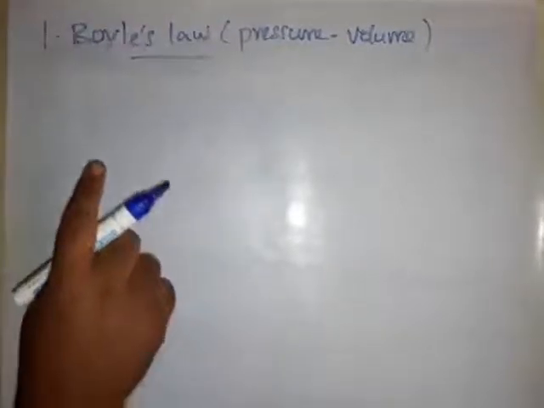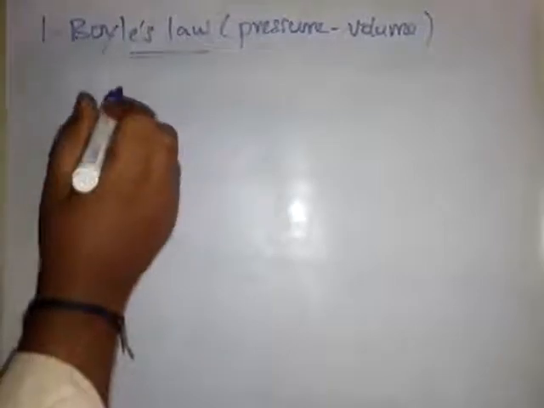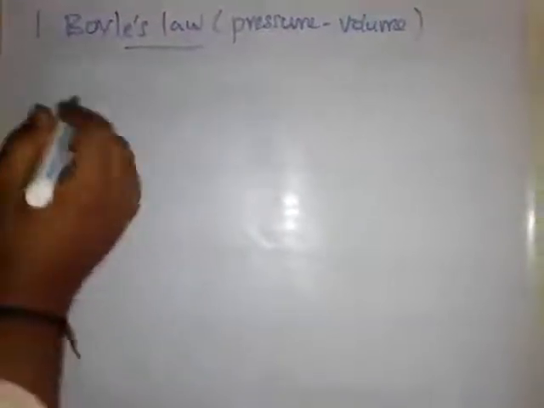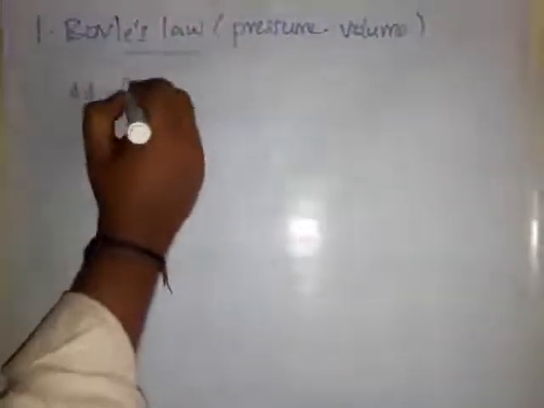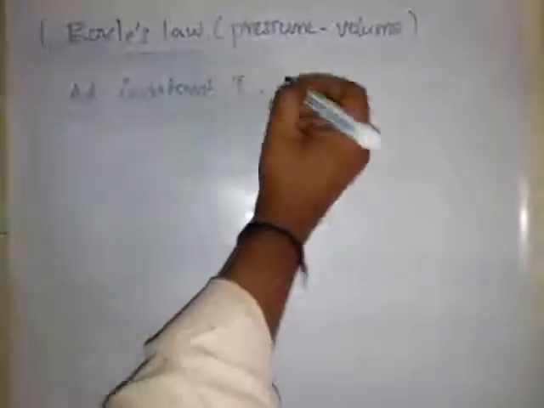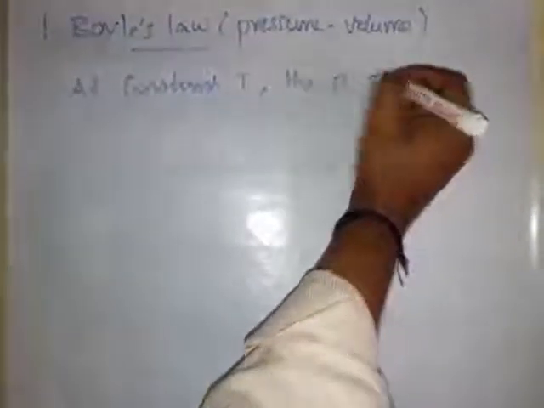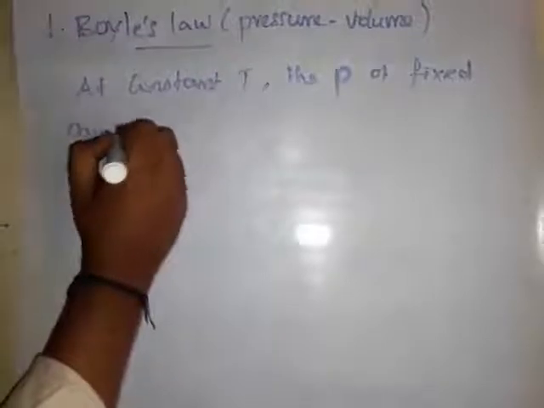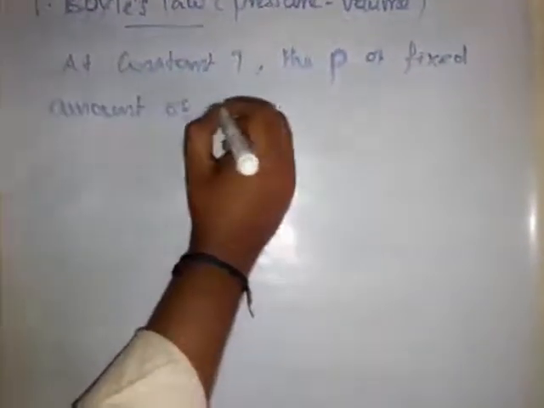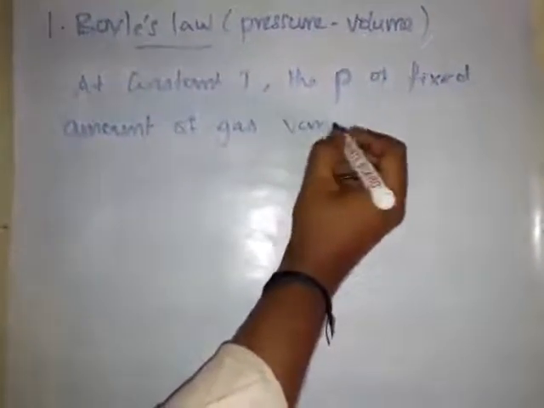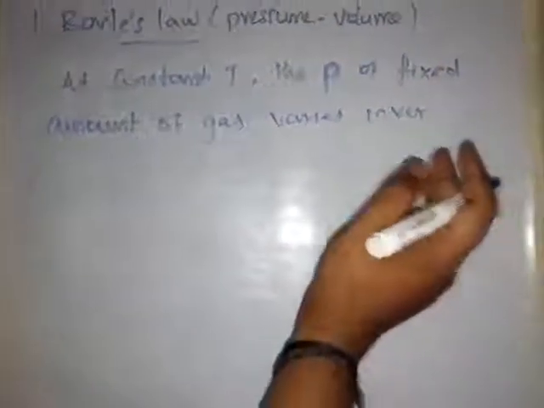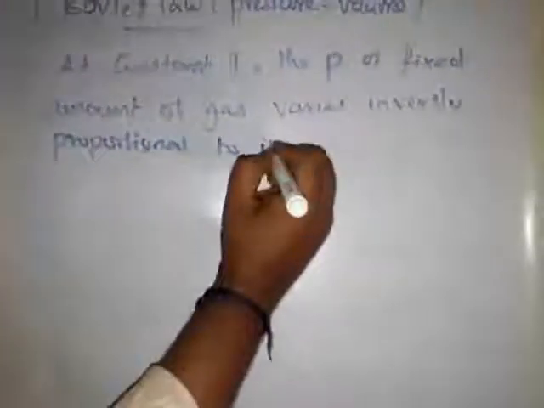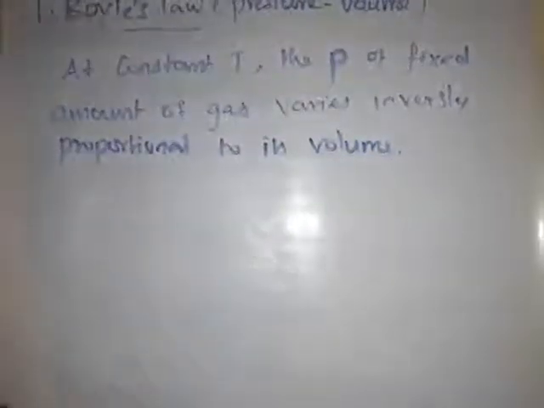First is Boyle's law. The scientist Robert Boyle did an experiment based on the pressure and volume relationship. Here he concluded the statement: at constant temperature, the pressure of a fixed amount of gas varies inversely with its volume. So this is the statement of Boyle's law.